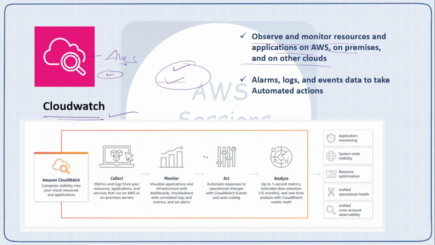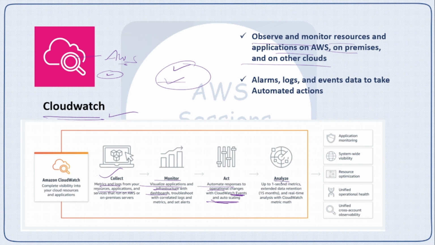So basically it does data collection of metrics and logs from your resources and applications. Then it monitors: you can visualize the applications and infrastructure with dashboards. Then you can act: you can set up automatic responses to operational changes with CloudWatch Events and auto scaling. Auto scaling we just spoke about, and I'll be covering more in the next slide.